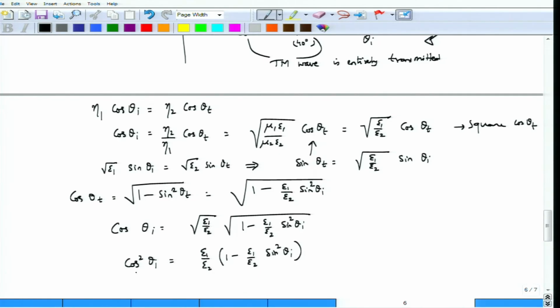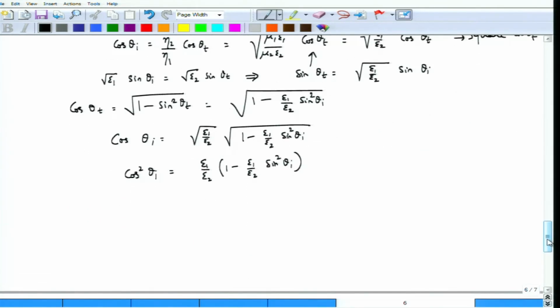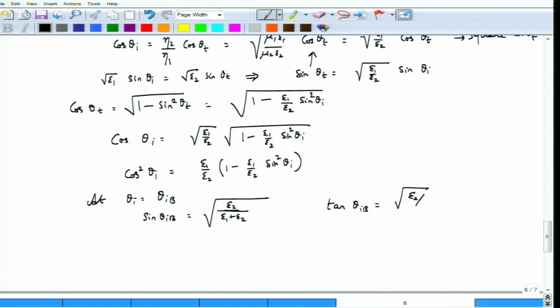Now, you can write down cos square theta I as 1 minus sin square theta I, bring the terms together and then you can simplify the expression and solve for theta I. So, at theta I equal to theta IB, which is the Brewster angle, you get sin theta IB is equal to square root of epsilon 2 by epsilon 1 plus epsilon 2, okay. So, if this is sin theta, which is opposite side by hypotenuse for a given angle theta IB, you can also write down this expression in terms of tan theta, and tan theta IB will be equal to square root of epsilon 2 by epsilon 1, or equivalently this is n2 by n1, okay.